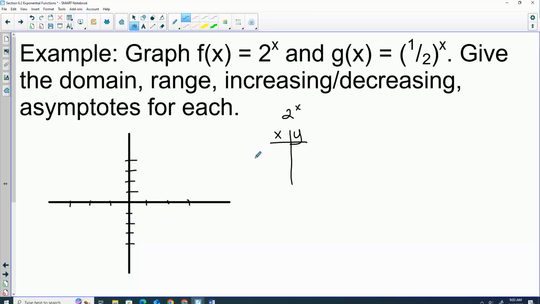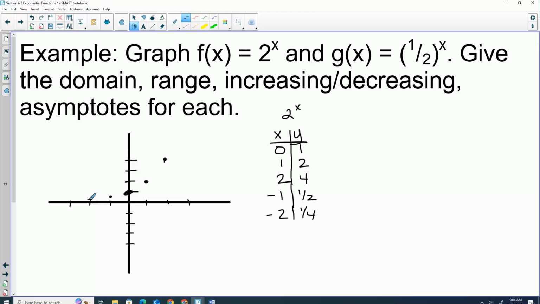So if I start with 0, what's anything to the 0 power? 1. So (0, 1) is a point. If I put in 1, what's 2 to the 1st? 2. If I put in a 2, what's 2 squared? All right, and that's just going to keep getting bigger. Let's go with some negatives. If I put in -1, what's 2 to the -1 mean? What's a negative power do? So 1/2. If I put in -2, that's 1/2 squared, so 1/4. Are you ever going to do 2 to some power and get 0 out?